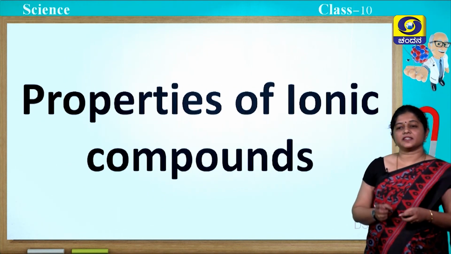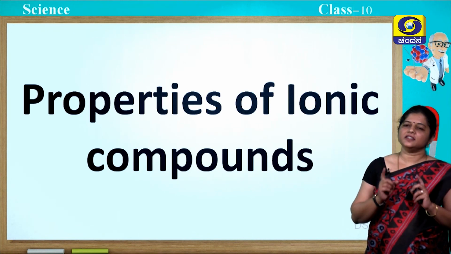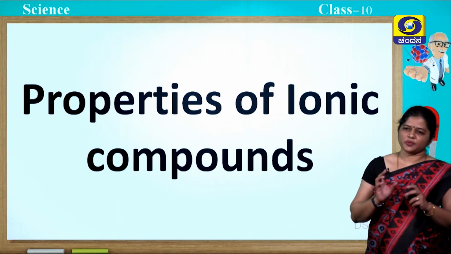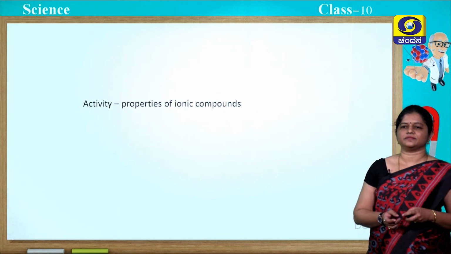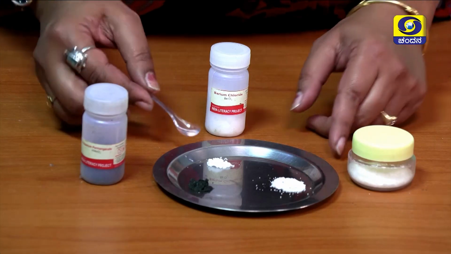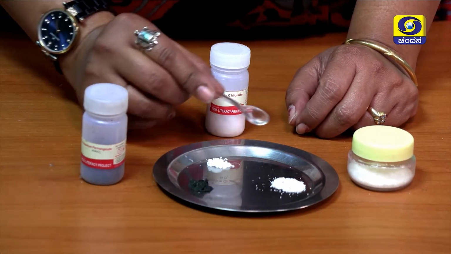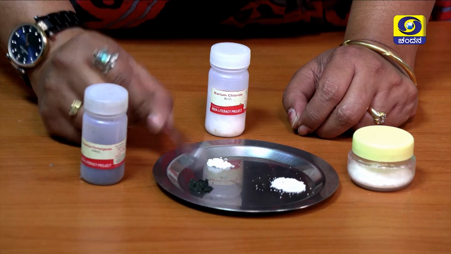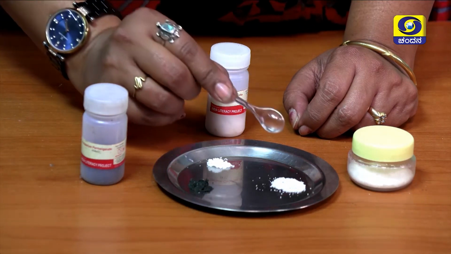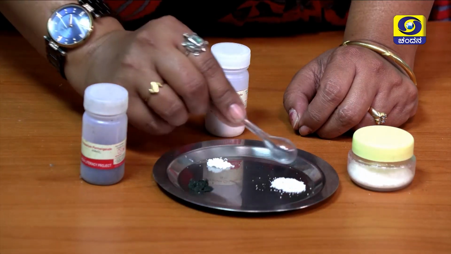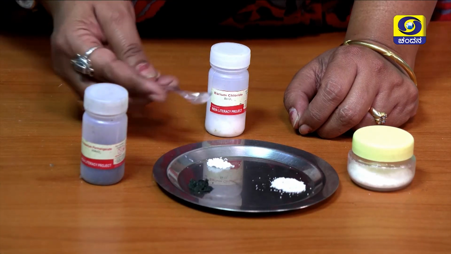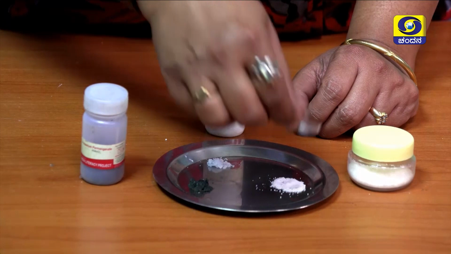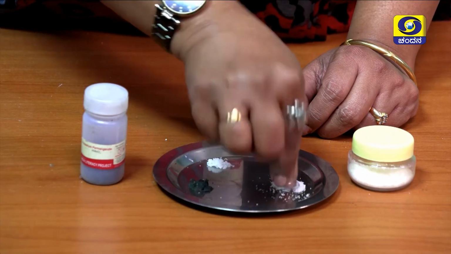Let us perform certain activities and find out whether the properties of ionic compounds we discussed are true or not. I have taken 3 compounds here. This is sodium chloride, this is barium chloride, and this is potassium permanganate. All of you know that these are solids at room temperature, and I told you they are hard but brittle. See here.